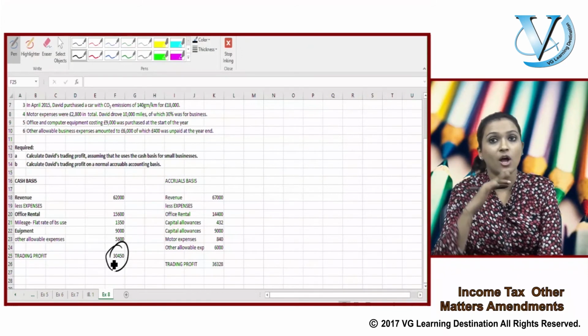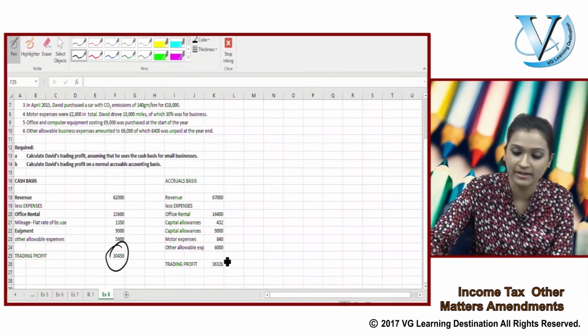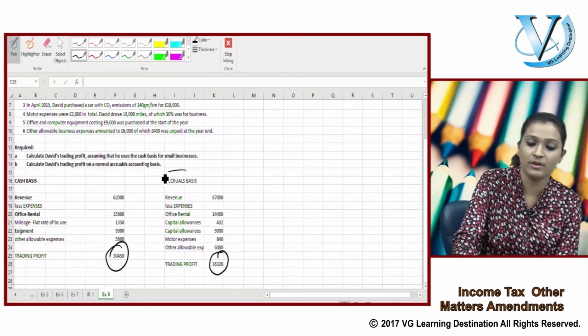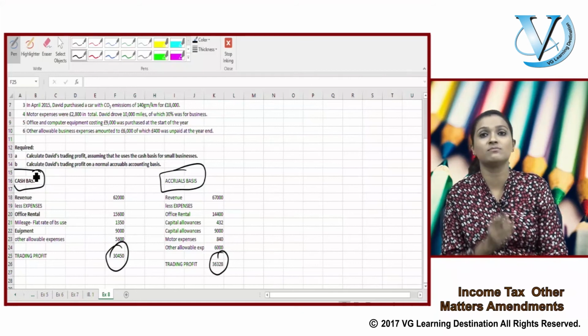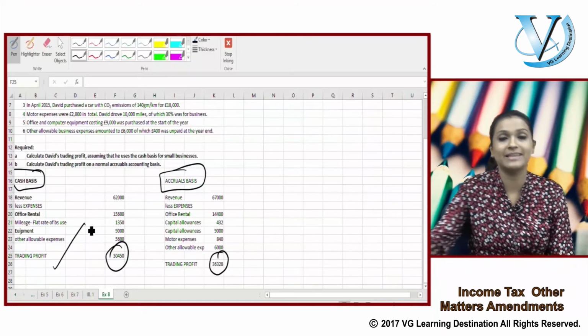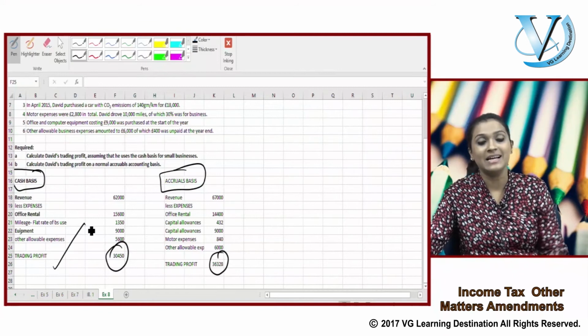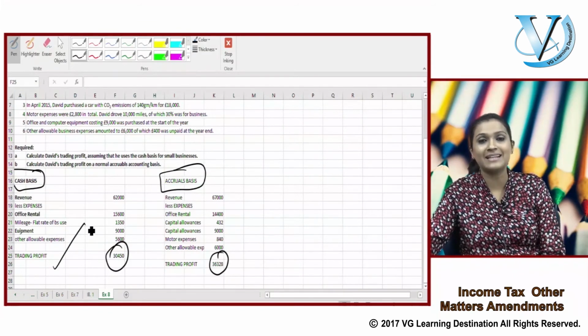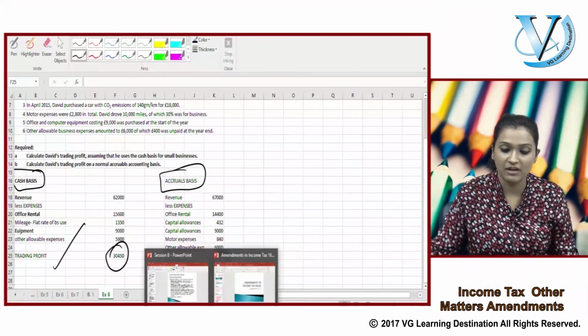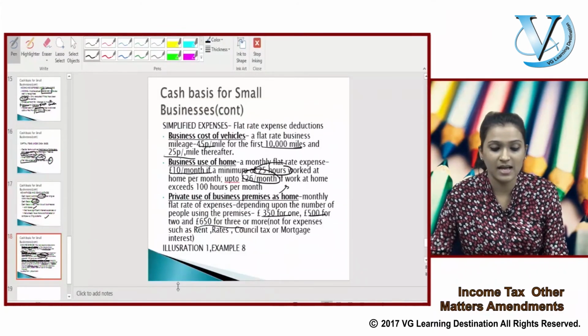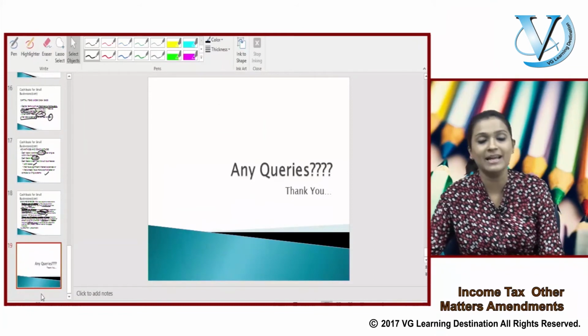So by following your cash system, definitely you're now liable to pay less income tax because your taxable income is lower as compared to your taxable income when you're following the accruals basis of accounting. So definitely preferable for small businesses to use the cash basis of accounts and thus delay the payment of tax and also simplified use of accounting. So this is how your cash basis of accounting kicks in.